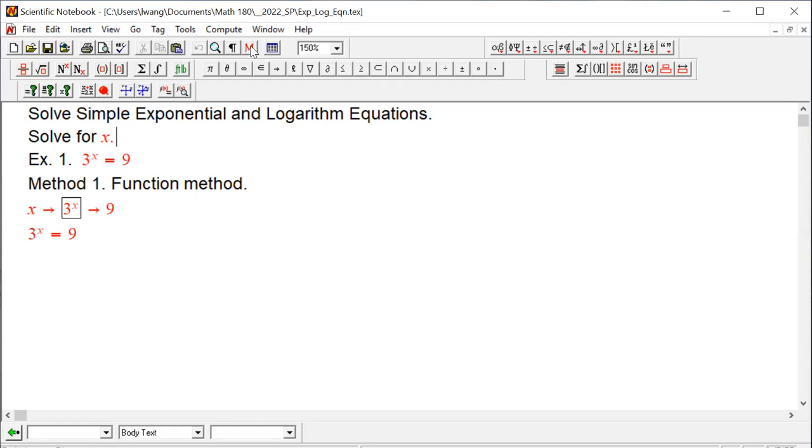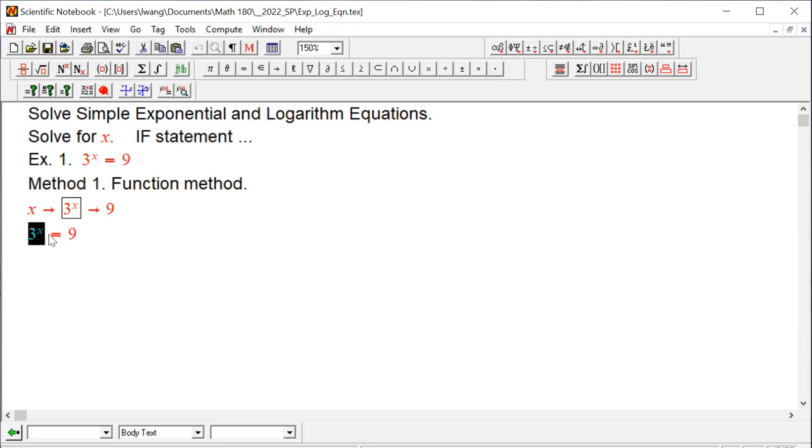As we mentioned earlier in other lessons, it's just an if statement. If the output is 9 for this function, with unknown input, we're looking for what input will make the output be 9. So that's the sense of this question.